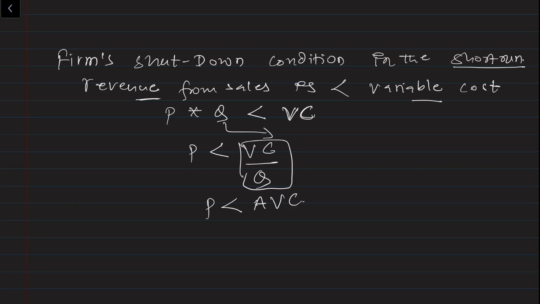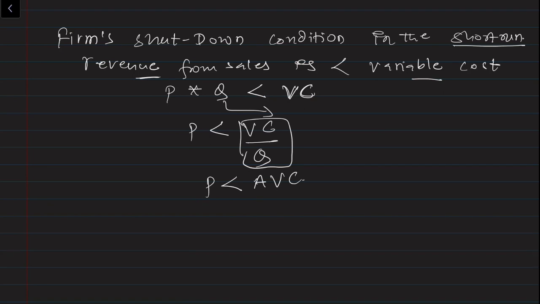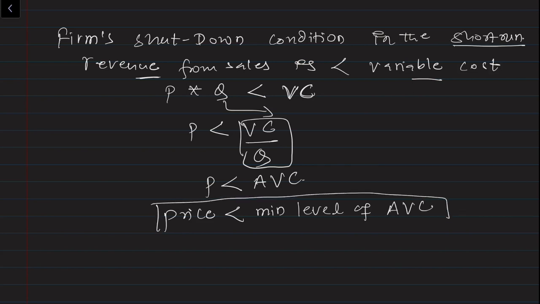So you can also say firms will shut down in the short run when price is less than the minimum level of average variable cost. Okay, so this is also the condition. One condition is revenue from sales is less than the variable cost, or price is less than the minimum level of average variable cost. So this is the condition for firms to shut down in the short run.